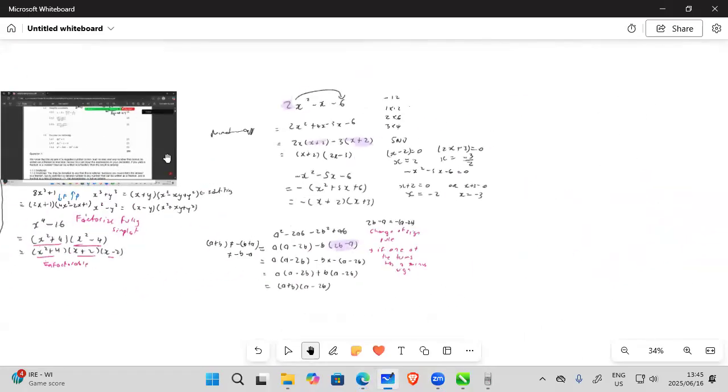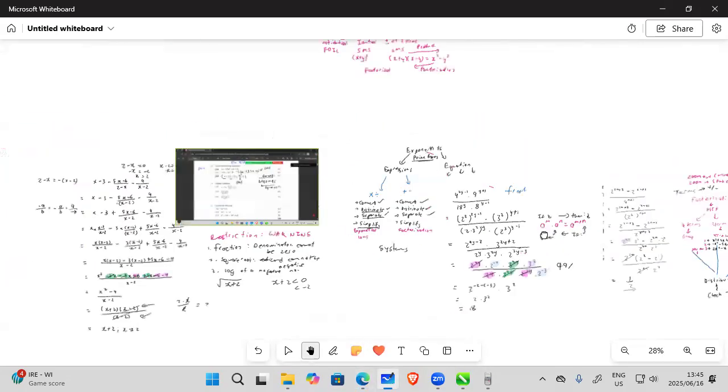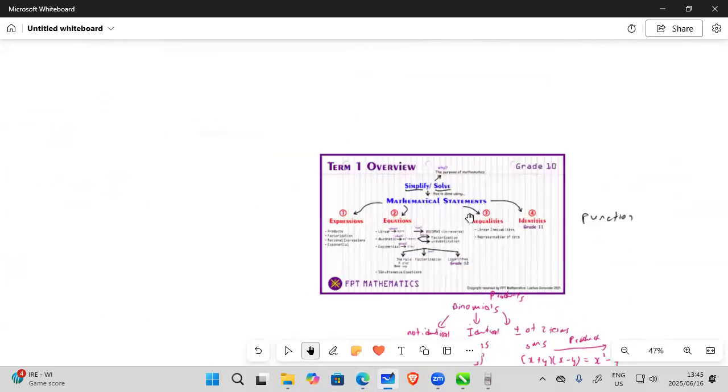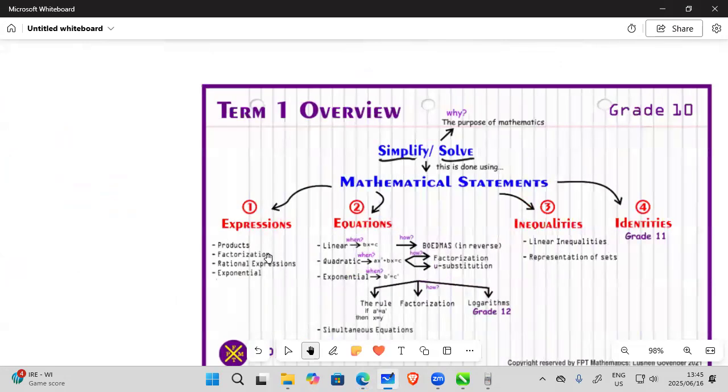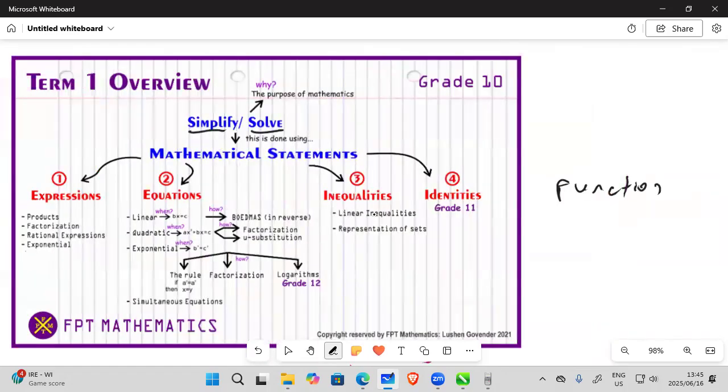Okay, guys, so now you can see we've done this part, right? So we've done practically most of the expressions part. We've done products, we've done factorization, we've done rational expressions, we've done exponential expressions. So now we can move on to equations. Like I said again, all of these ideas, even linear equalities, will all basically lead up to functions. If you understand this, then you understand functions. If you understand functions, then you understand this. Same thing. All right, so now let's go to equations.